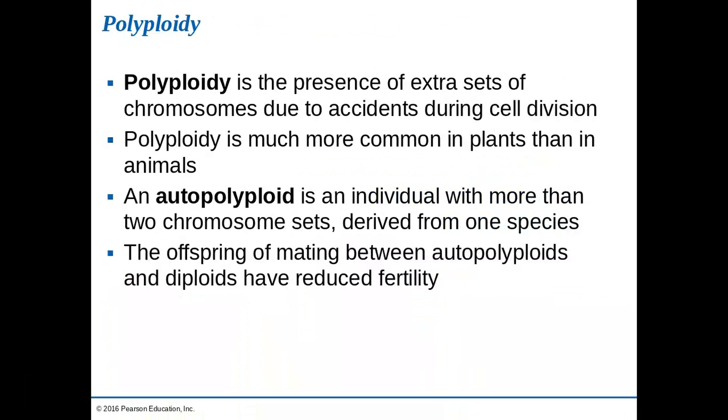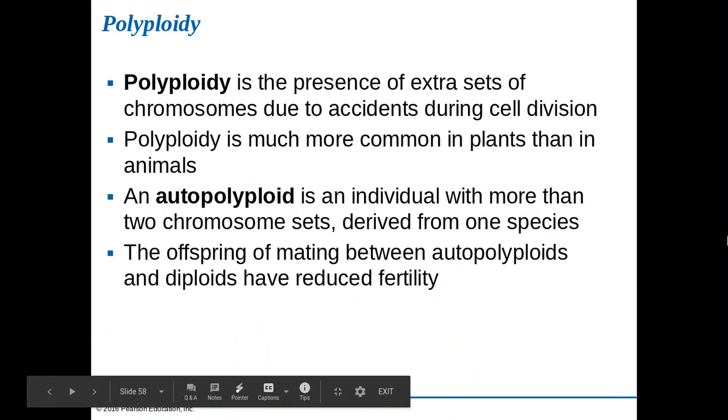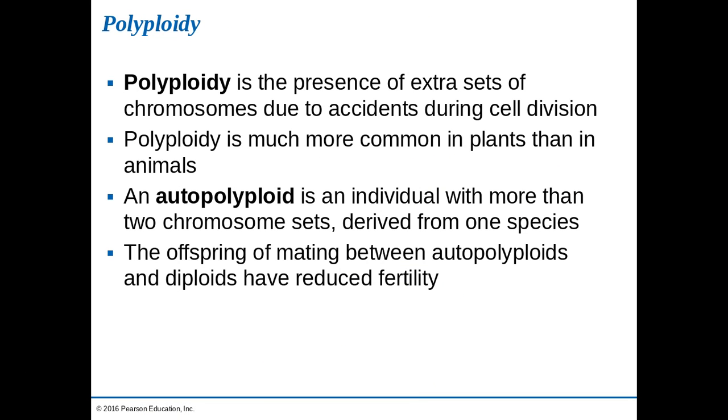And this is when we get an extra set of chromosomes due to an accident during cell division. And you probably are thinking, wait a second, how does that work? Well, this is very rare in animals because typically when we have errors in cell division, we can't produce a viable offspring. But we can see this a lot in plants. And basically, one species may have an error that results in them having more than two chromosome sets. So instead of diploid, they could be triploid or tetraploid and have multiple copies of chromosomes.